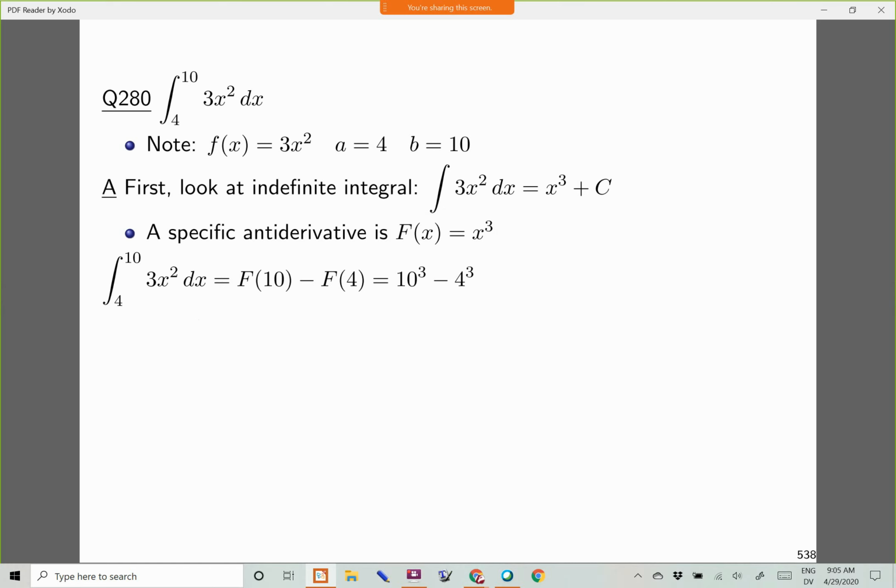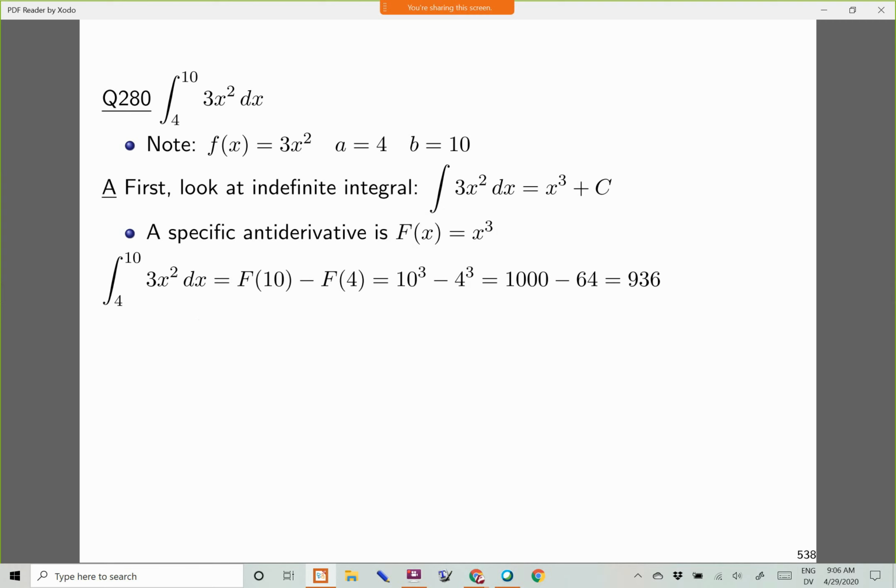Now I do want to simplify this to make a point. I would say, when it comes to the final exam, I would just leave it like that, 10 cubed minus 4 cubed. But because of the point I want to make, let's just simplify. This is 1,000 minus 64, which ends up being 936.